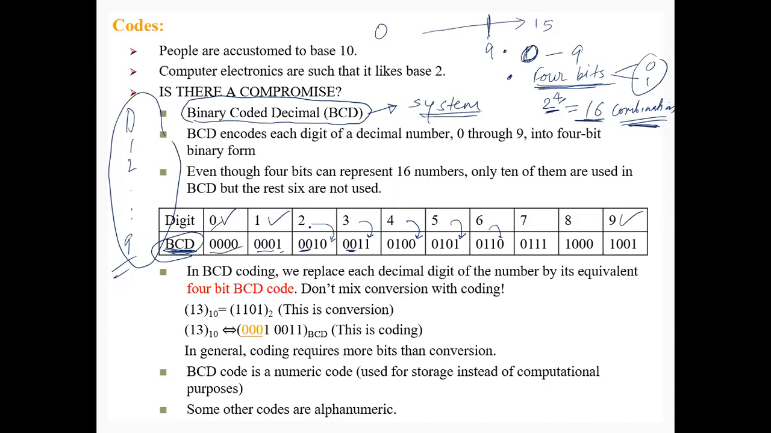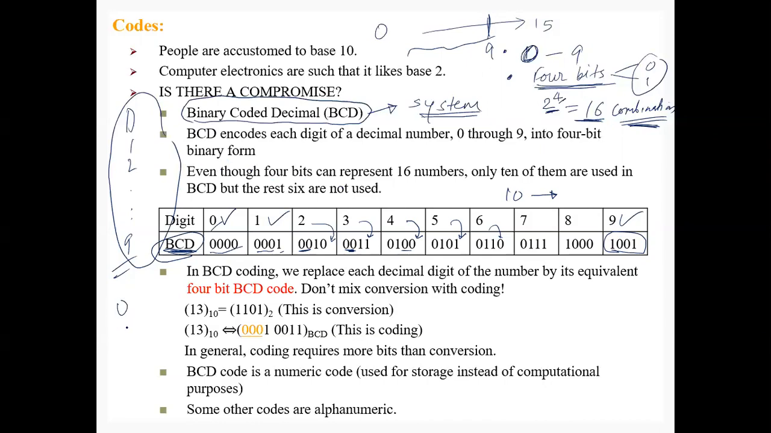For 0 through 9, we don't see any difference. 0 is 0, 1 is 1, 2 is 10, 3 is 11 with padded 0s in the front, 4 is 100, and so on. 9 is 1001. How about 10? BCD does not represent beyond 9. If you want to represent 10 in BCD, it's like this.